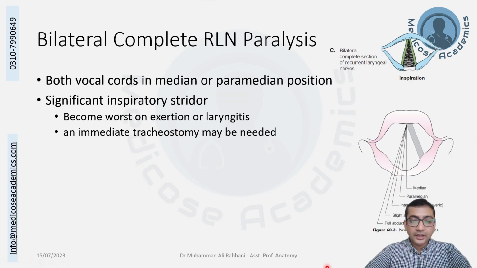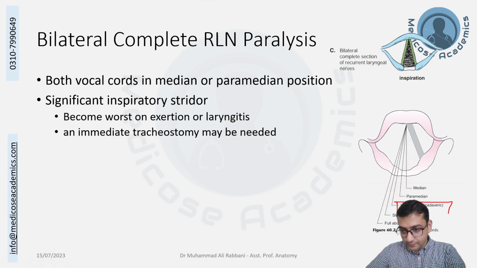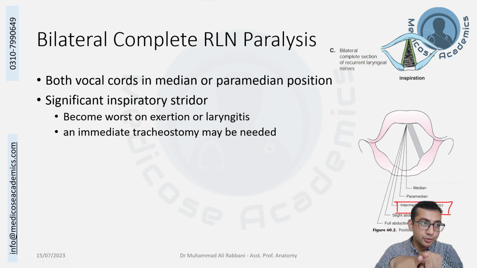If there is a bilateral recurrent laryngeal nerve palsy, both of the vocal cords remain in the cadaveric position. The different positions are shown here: the median, paramedian, intermediate, abduction. So it remains in this intermediate cadaveric position. Both of the vocal cords remain there, and the V-shaped glottis remains open. So that's the point. You cannot produce a sound, because to produce a sound, the vocal cords have to be brought closer. This is the sound that the person will be able to produce.